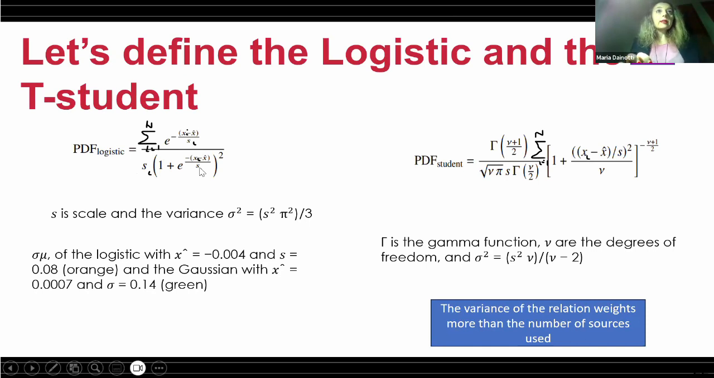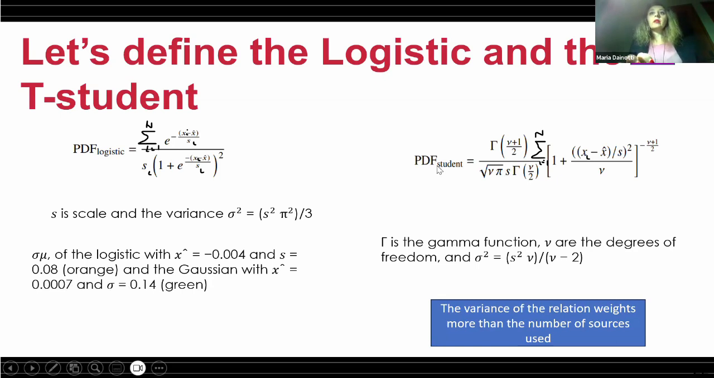So the smaller the scatter of your relation, the better it is, and the more accurate your determination of the cosmological parameters. And here, for the logistic distribution, we have the x-axis, that is the average, it is minus 0.004, and the scale factor is 0.08. And for the Gaussian, it is actually one order of magnitude smaller, and sigma is 0.14. I already showed that this is in green.